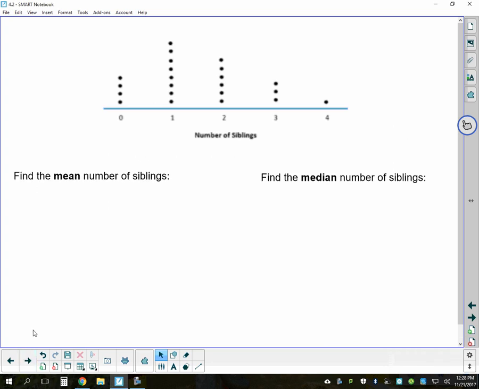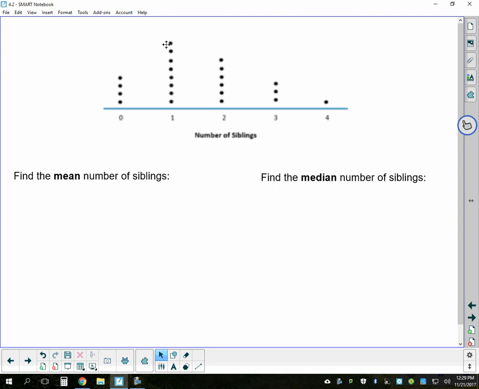All right, so first we're going to look at these dot plots. It's a little blurry here, but you're looking at a dot plot with a number of siblings. So how many siblings does a person have? So we can read this, but we can see that for 0 siblings, there are 4 dots. That means we had, in our sample, 4 people that had 0 siblings.